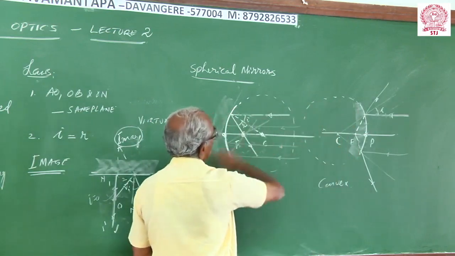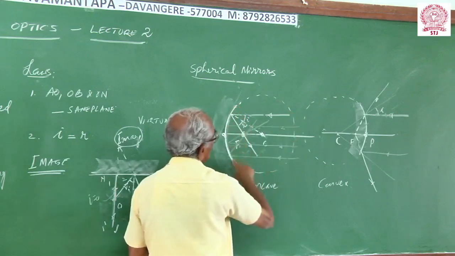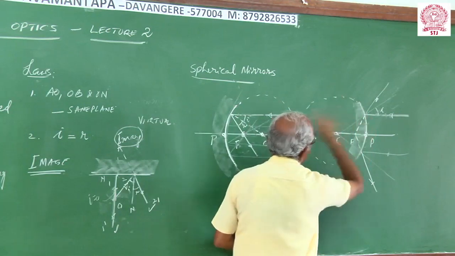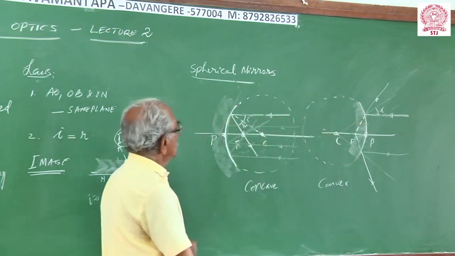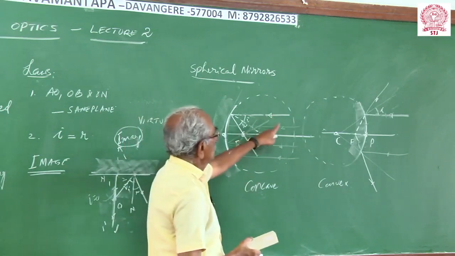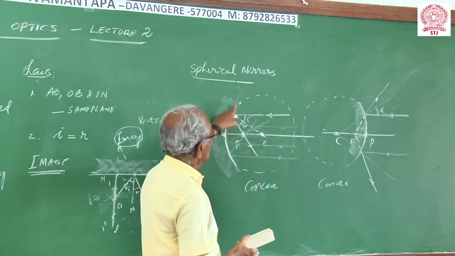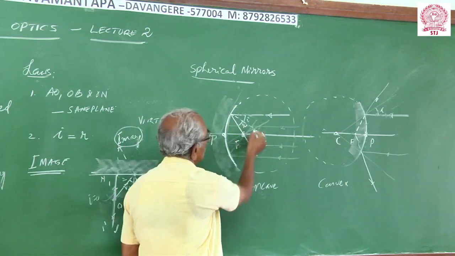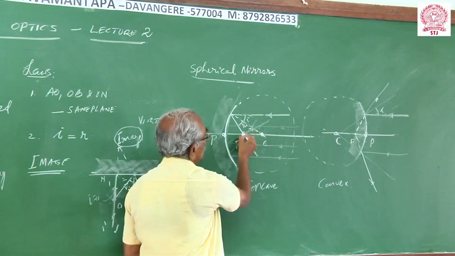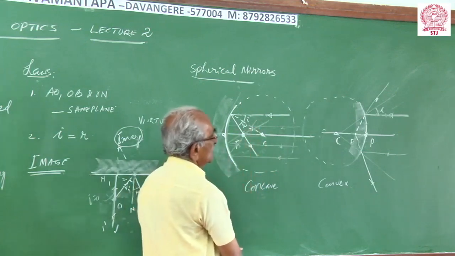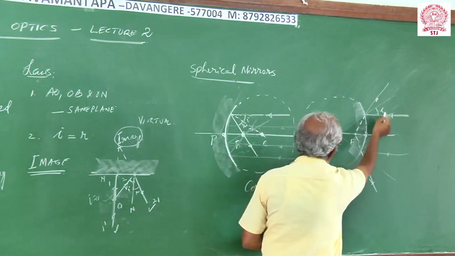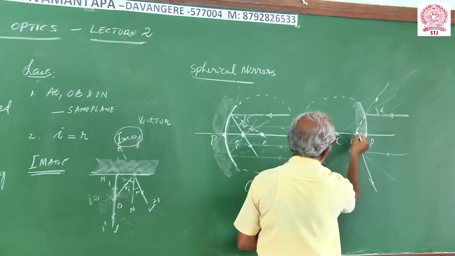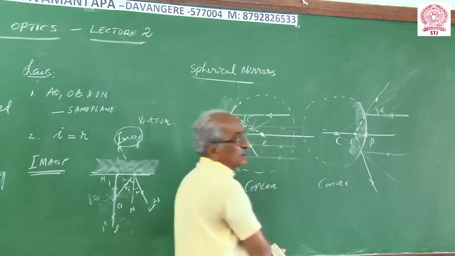Center of curvature: the center of the sphere of which the given mirror forms a part. Now all rays parallel to the axis fall on the concave mirror. After reflection, observe, they meet at a point which is situated on the axis. Here, all rays traveling parallel to the axis, after reflection, meet at a point, the focus.